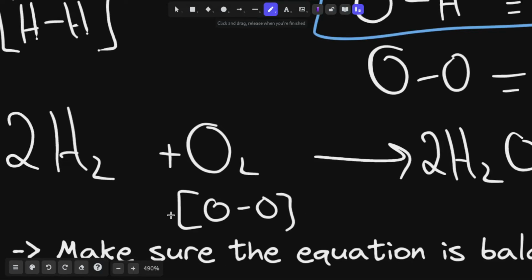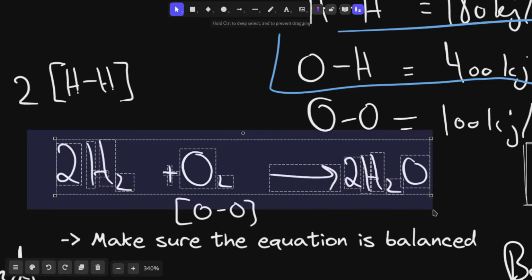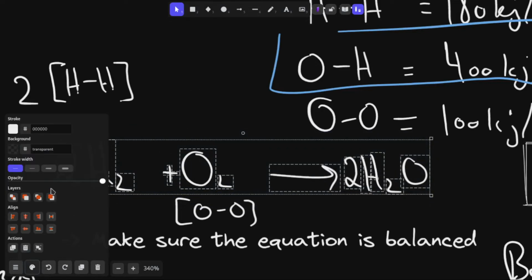Ignore everything else that I've written. Only look at this reaction. First of all, you need to keep in mind that you need to balance this equation. You need to make sure that this equation is balanced. You have 2H2 plus O2 giving us 2H2O. Right? Let me just change this color so that it is much more distinguished than the rest.